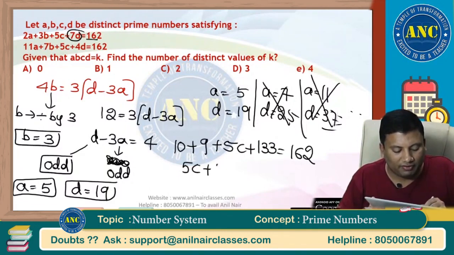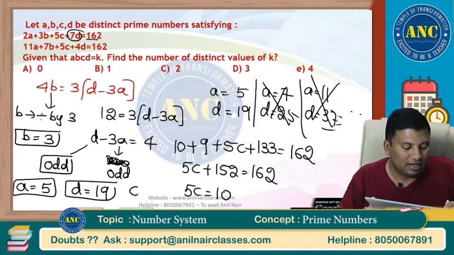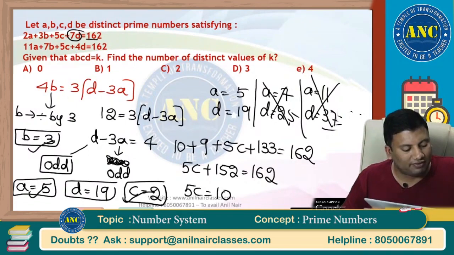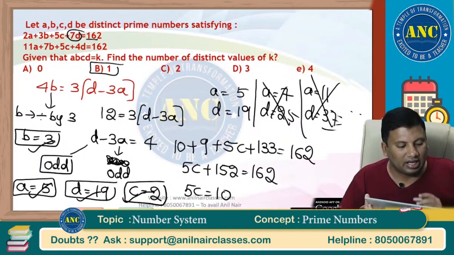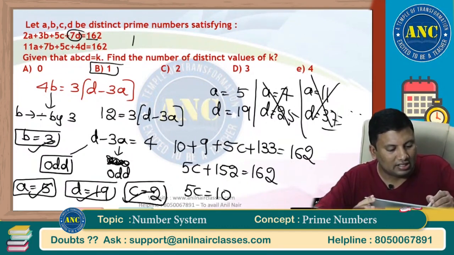5C plus 152 equivalent to 162. 5C equivalent to 10. C value is nothing but 2. So C is 2. 2, 3, 5, 19, all are prime numbers. How many values can it take? Only one value it will take. What is that value? A is nothing but 5.